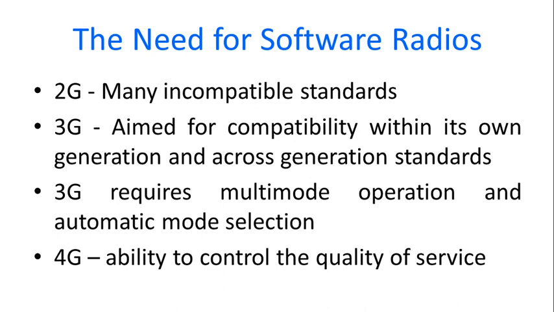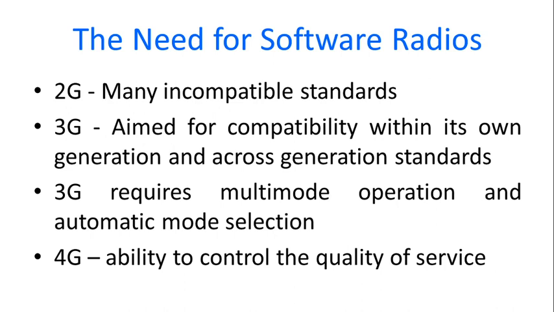So if you take 2G, the second generation, we had many incompatible standards. So if we have a mobile device with hardware and software for one standard, it will not be able to support another standard. So to overcome that, the third generation aimed for compatibility with its own standards and across generation standards. So if you take 3G, it will have a range of standards. It should be able to support different types of standards in 3G as well as 2G and other things. The third point is that it requires multi-mode operation and automatic mode selection.